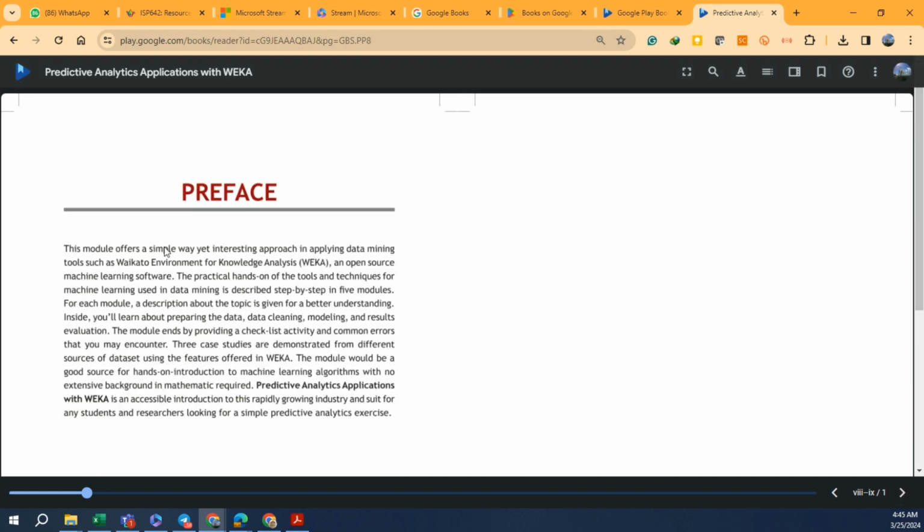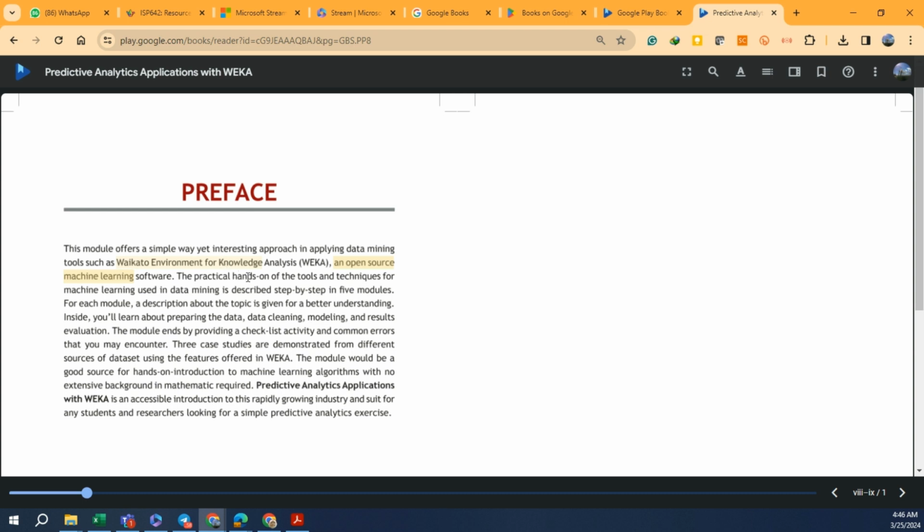So these are the introduction. If you look here, dia kata this module offers a simple yet interesting approach in applying data mining tools such as Waikato Environment for Knowledge Analysis or WEKA. So WEKA stands for Waikato Environment for Knowledge Analysis. It's an open source machine learning software, based on open source, is free.